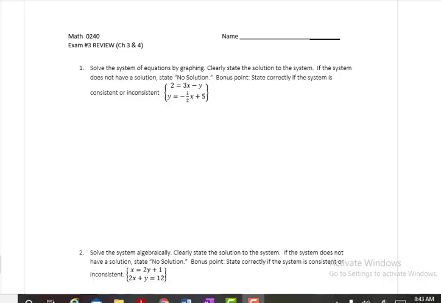Exam 3, which covers chapters 3 and 4, review key. Number 1, solve the system of equations by graphing. Clearly state the solution to the system. If the system does not have a solution, state no solution.